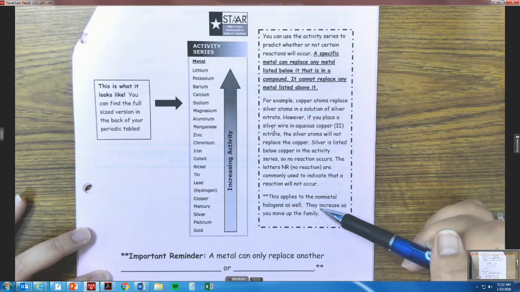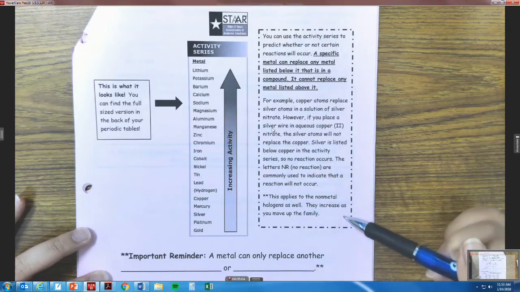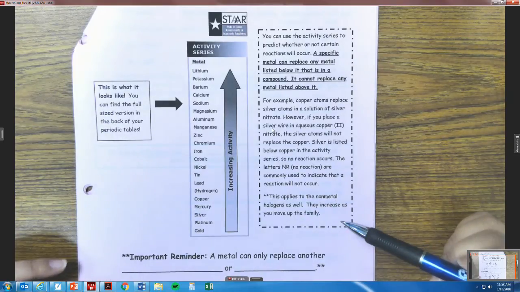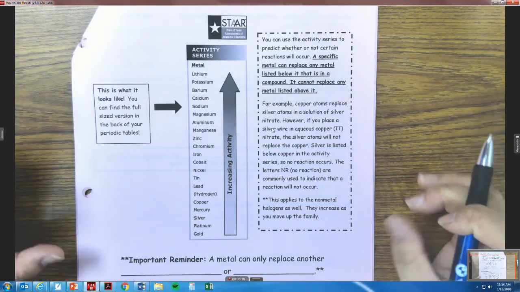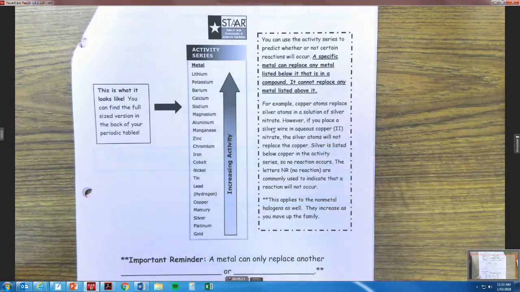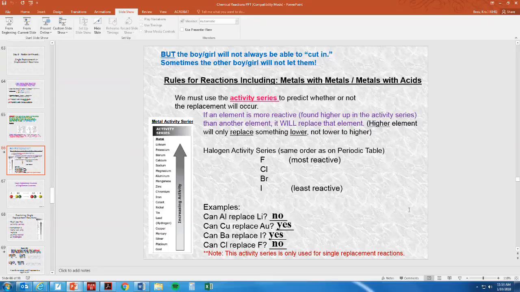This applies to nonmetal halogens as well. They increase as you move up the family. I'm kind of upset that there was a slide in the PowerPoint that's not included in your notes. So really quickly, I'm going to switch over to our PowerPoint. I feel like this is kind of important, and I wish you guys could have seen this.